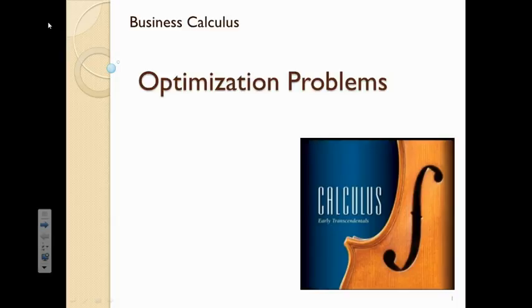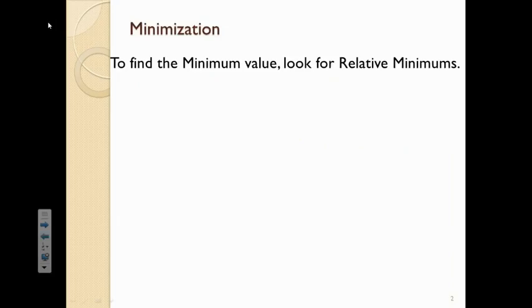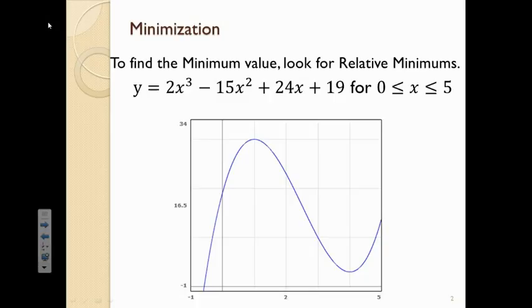Now, when we're doing optimization, we want to naturally find the minimum value. If we have the cost function, if we find the minimum value, that's going to be the minimum cost. And to do that, we said we look for relative minimums. If this was our cost function, naturally, if we're looking at producing something, say we're working between 0 and 5 units, whatever this may be, the minimum cost is going to be where there is a relative minimum in the function. And here at x is equal to 4, we would find that.